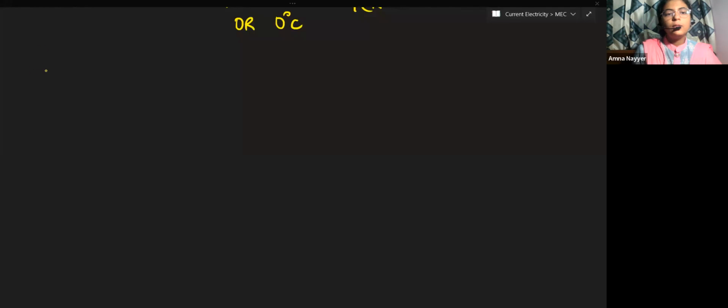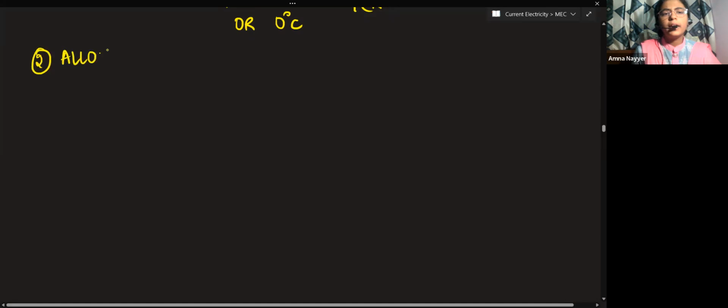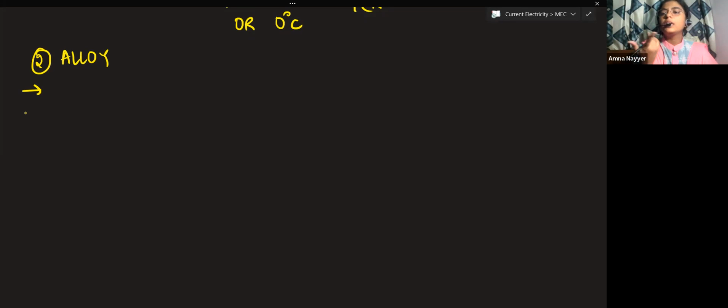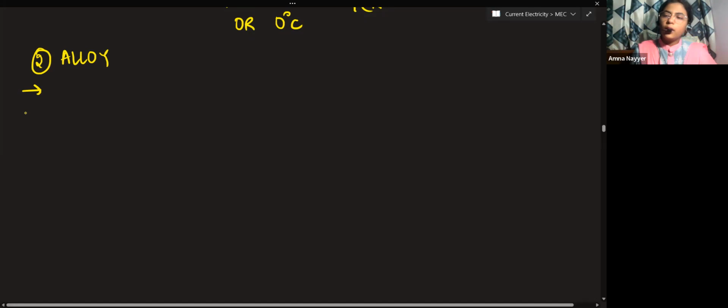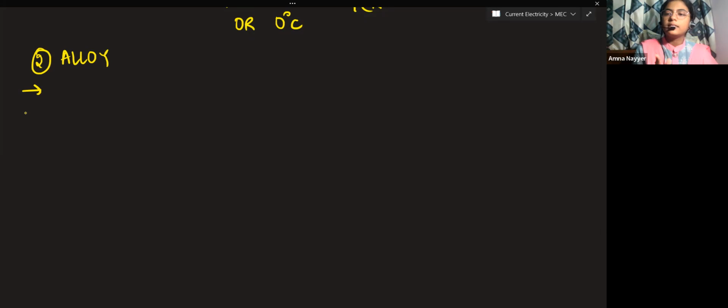The next material that you have is an alloy. Alloy, you already know, is a mixture of materials. Now, resistance and resistivity: this is a similar case to what we have studied just now. In conductors, if you increase the temperature, the resistance and resistivity also increased. In alloys also, this is valid: resistance and resistivity both will increase. But the difference that makes alloy different from conductors is that in alloy, the increase is very small, or the variation with temperature is very small.